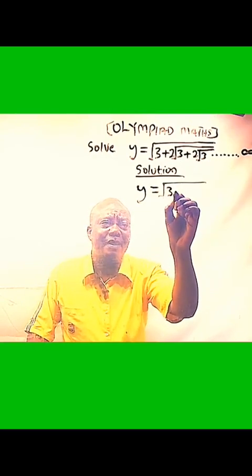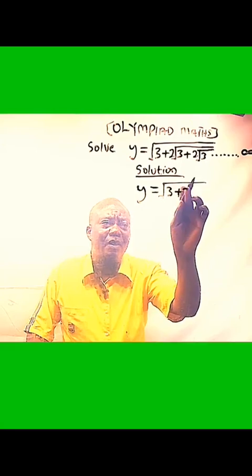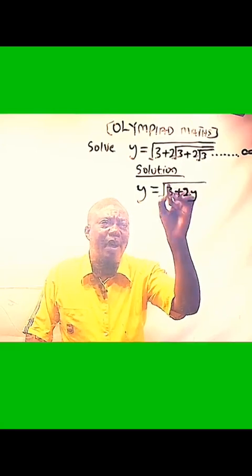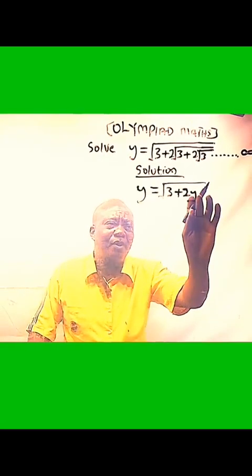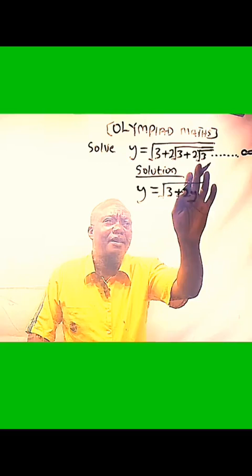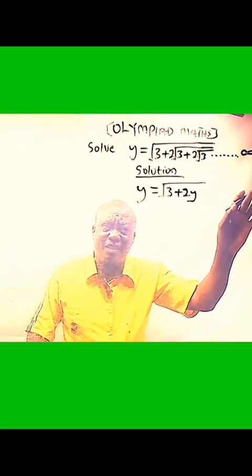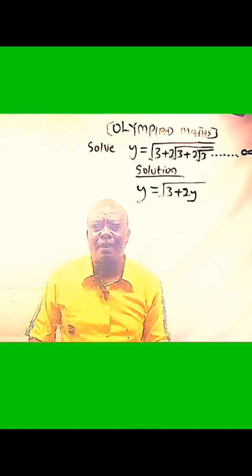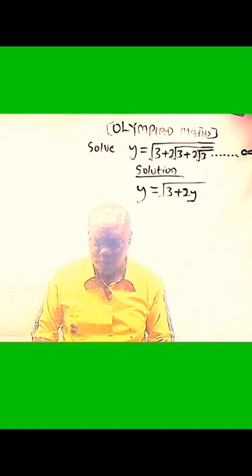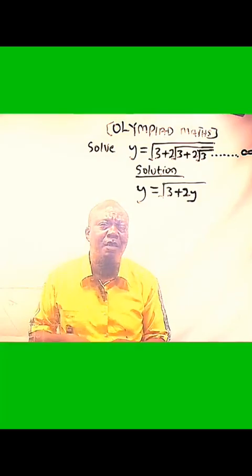That means if you add 2y, it equals everything here, because this y represents this plus this plus this plus this up to infinity. So this is the summary of everything up to infinity. Then from there you can continue solving.